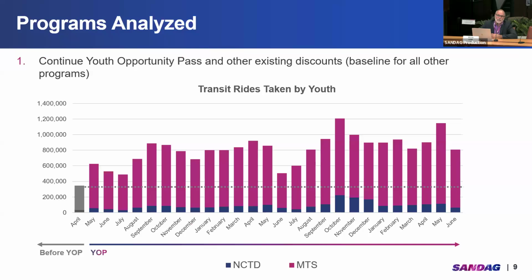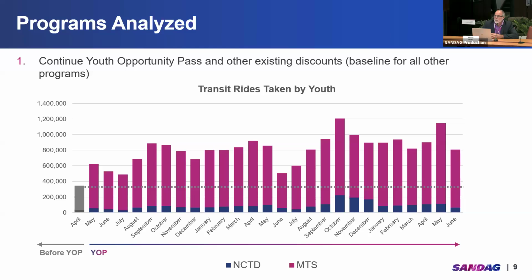So we took all those results, and our consultant and the CBO working group chose 9 programs to analyze. I'll talk just quickly about some of them, but the first one was continuing the YOP pass, as well as the other existing discounts that we have today, like that senior disabled pass. So that was the baseline for all the programs that we analyzed.